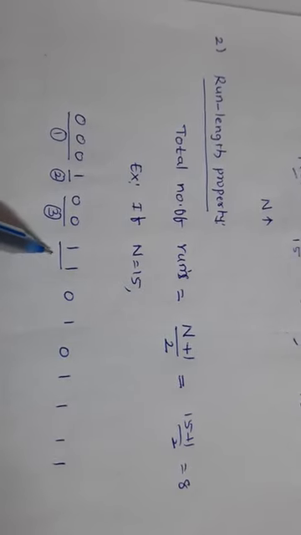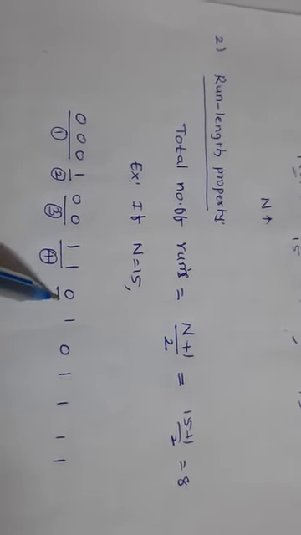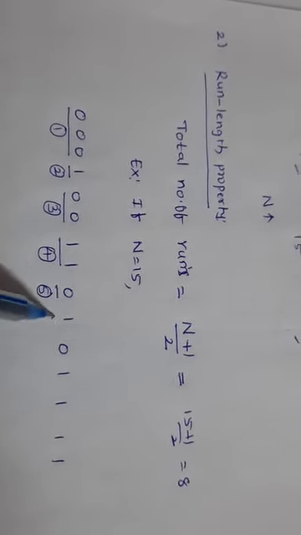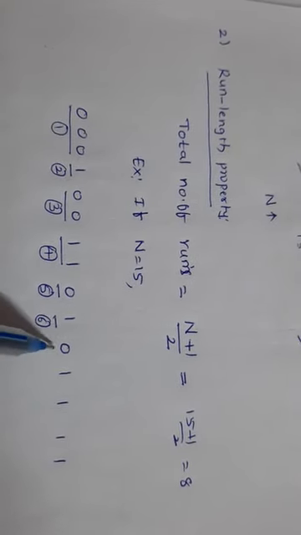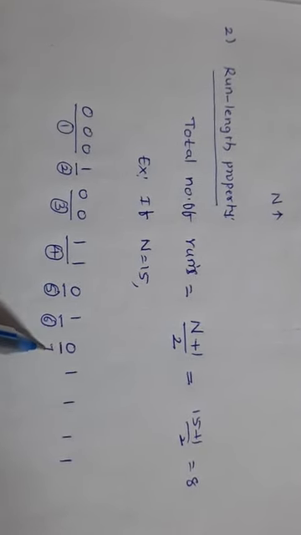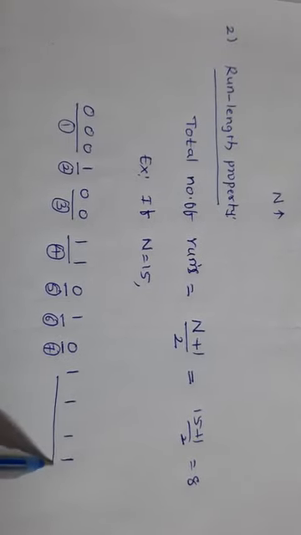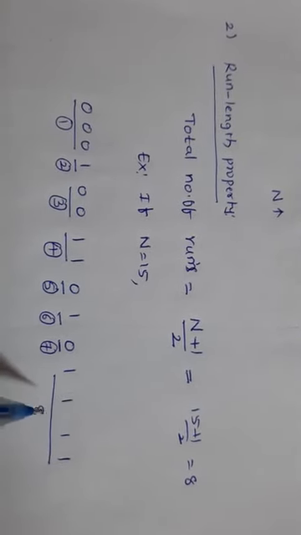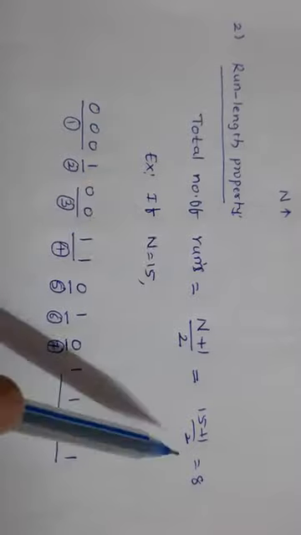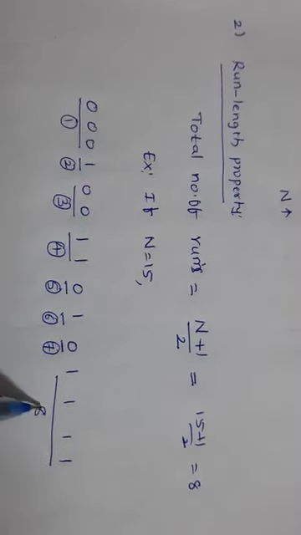I'm having 2 ones, fourth run. I'm having an individual 0, fifth run. I'm having an individual 1, sixth run. I'm having an individual 0, seventh run. I'm having a continuous number of ones, eighth run. So for a length of 15, the total number of runs is 8.